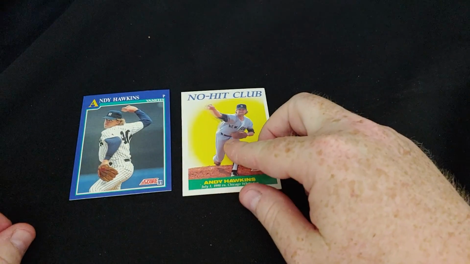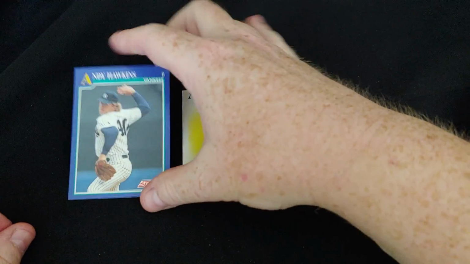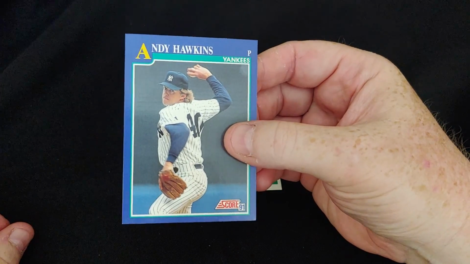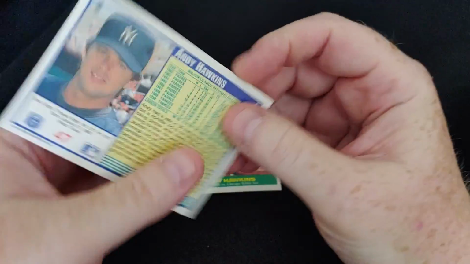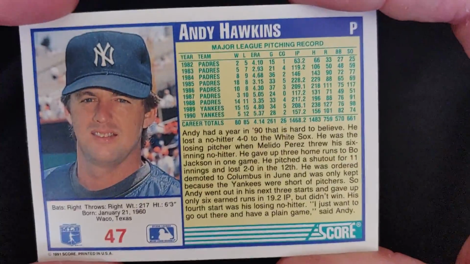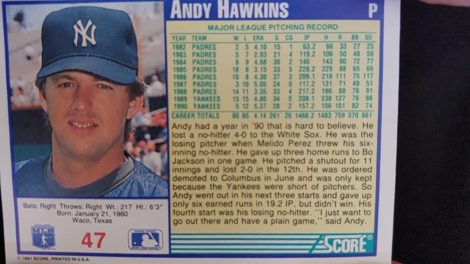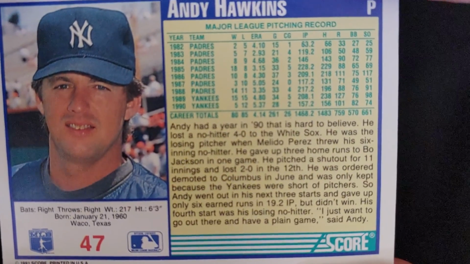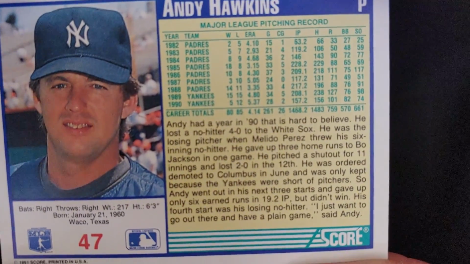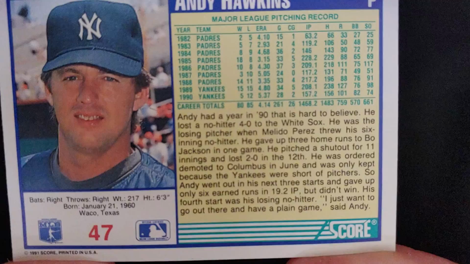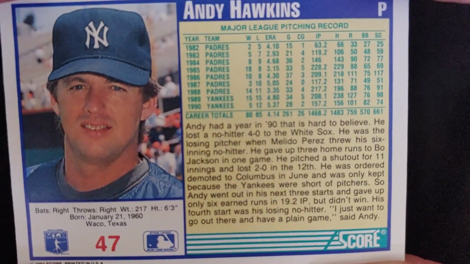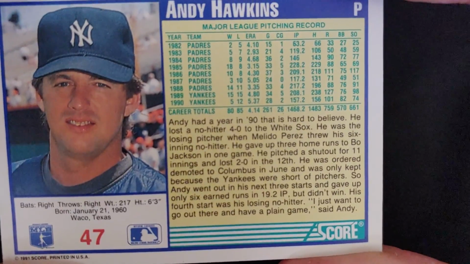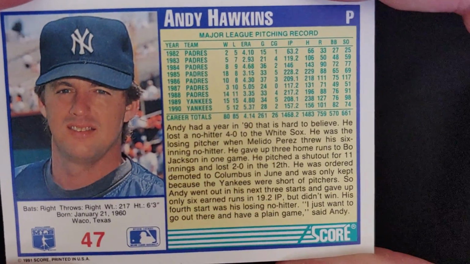But luckily, in the same pack happened to be Andy Hawkins's regular card. So I flipped it over, and let me just read to you what it says. It says, "Andy had a year in 1990 that was hard to believe. He lost a no-hitter 4-0 to the White Sox. He was the losing pitcher when Melido Perez threw his 6-inning no-hitter. He gave up 3 home runs to Bo Jackson in one game. He pitched a shutout for 11 innings and lost 2-0 in the 12th.